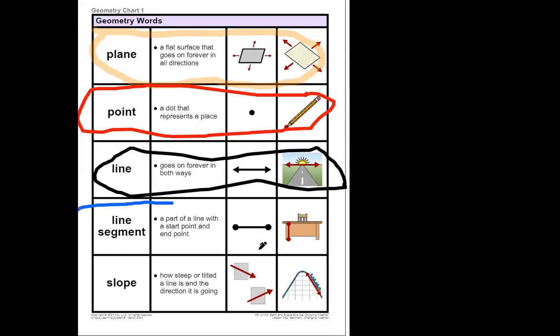So if you're doing vocabulary notebooks in my room, find the word line segment and match your definitions and your pictures and glue them in your notebook. So the difference between a line, which goes on forever in both directions, and a line segment, which starts and stops at a certain point. Does that make sense to everyone?